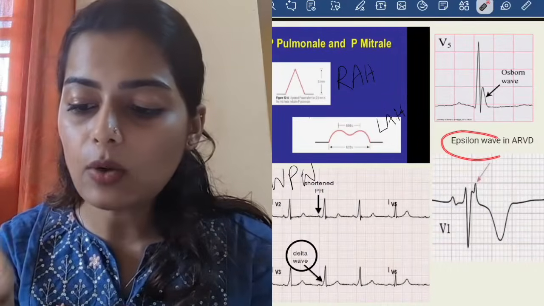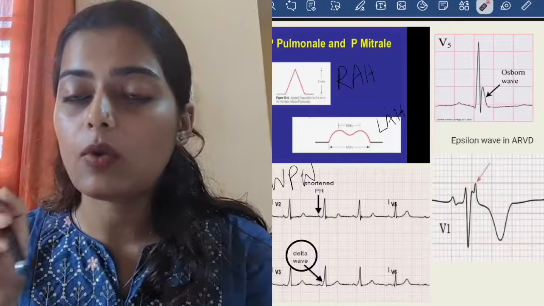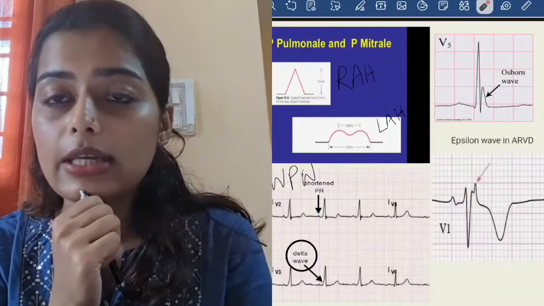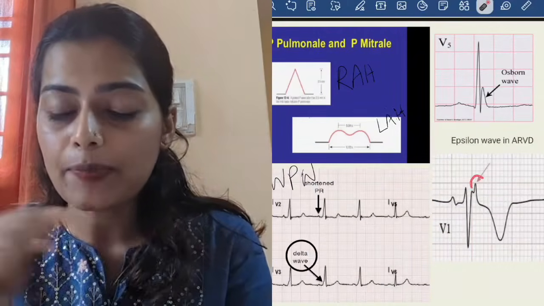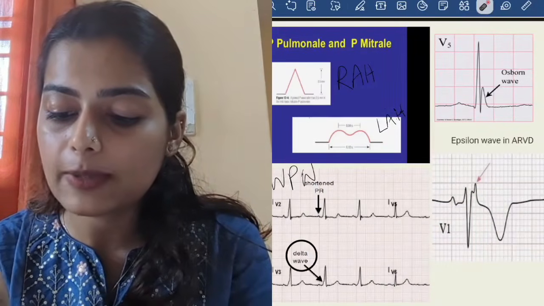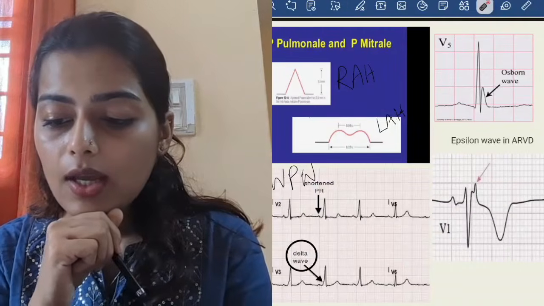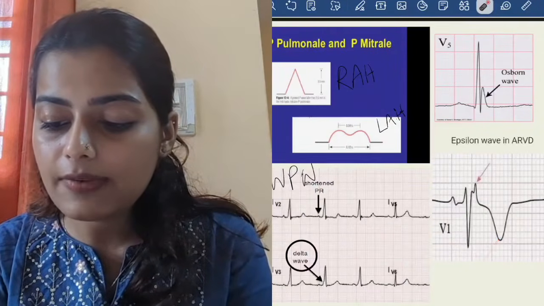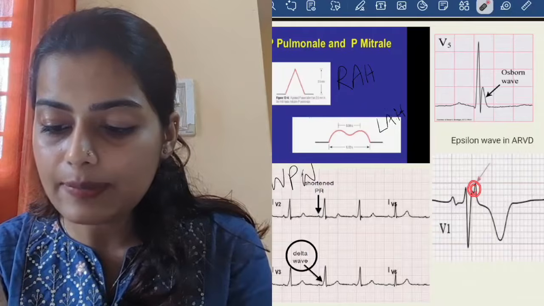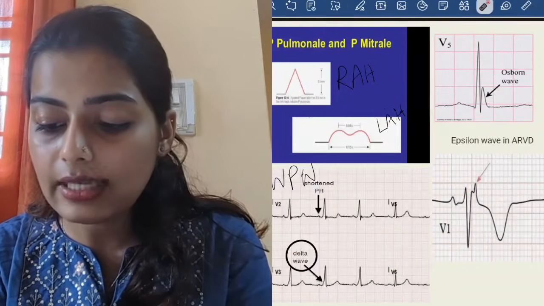Next we have something known as the epsilon wave. This is seen in a condition known as ARVD. What is ARVD? It is arrhythmogenic right ventricular dysplasia. So this is the epsilon wave seen in arrhythmogenic right ventricular dysplasia. This is a topic which is very important for INI-CET. This will be the ECG finding in ARVD. We can see that epsilon wave, and you can see an inverted T wave also.